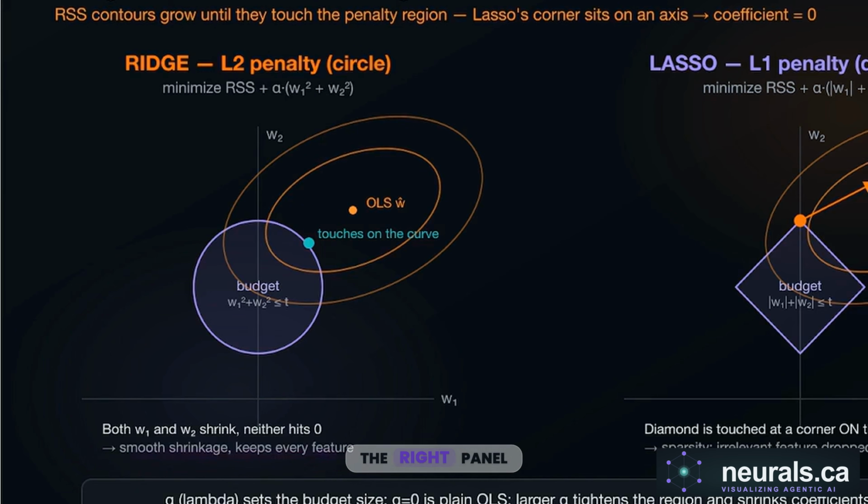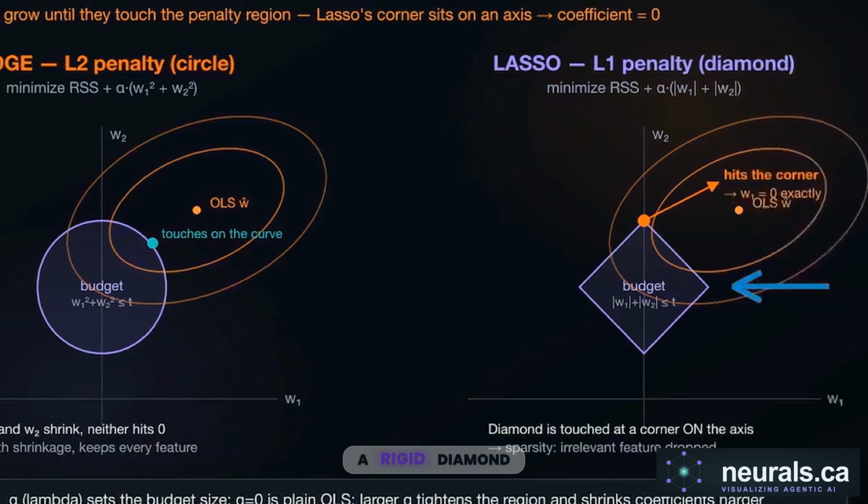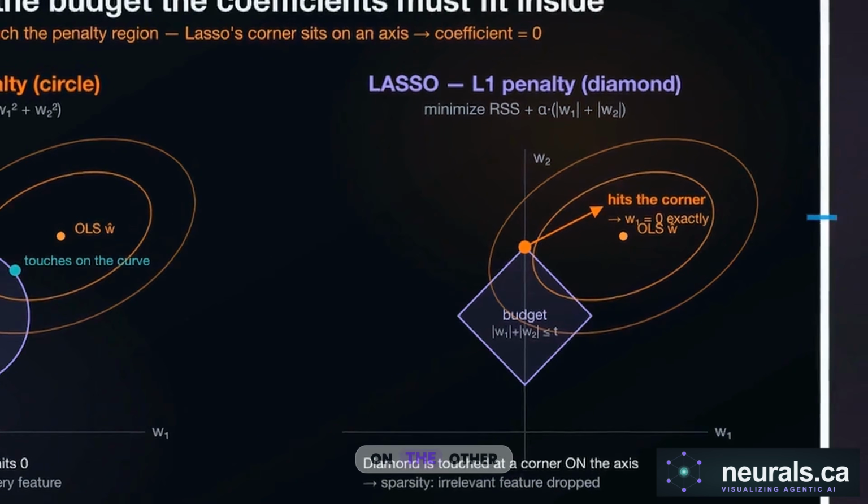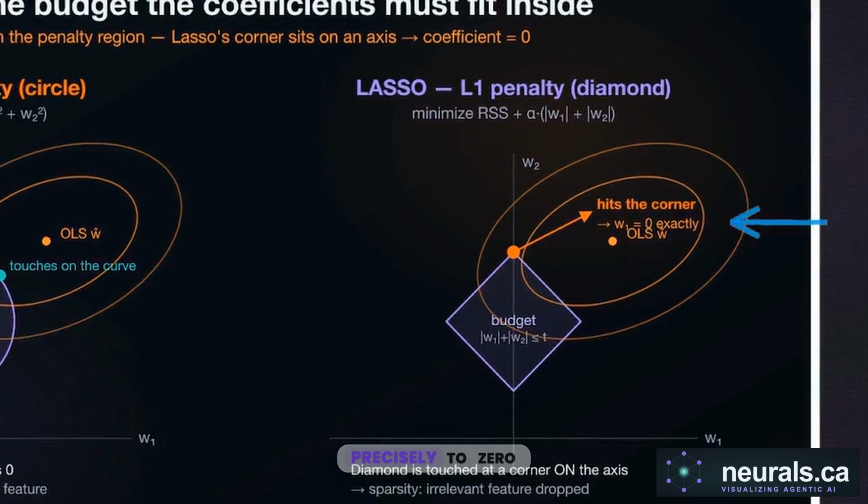Now shift to the right panel. Taxing the absolute values creates a budget shaped like a rigid diamond, with sharp corners pointing directly along the axes. When the orange error contours expand to meet this shape, the highest probability is that they will hit the diamond directly on one of its projecting points. Because those corners sit perfectly on the axis lines, touching a corner has an absolute mathematical consequence. The value on the other axis is driven precisely to zero.